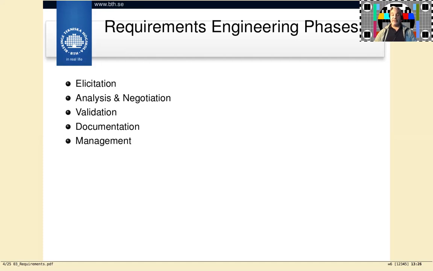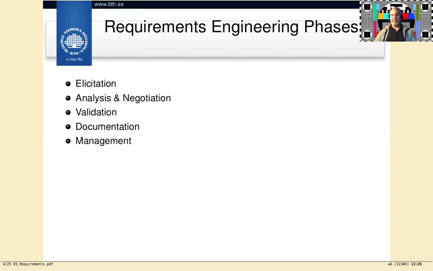Once you have the requirements, you analyze them and you negotiate with the customers. So make sure: is this requirement complete? Do I have all the information necessary for this requirement? Is it consistent with the other requirements I have? And if there are conflicts, I'll negotiate with the customers and see if I can do one requirement over another. How important is each requirement really?